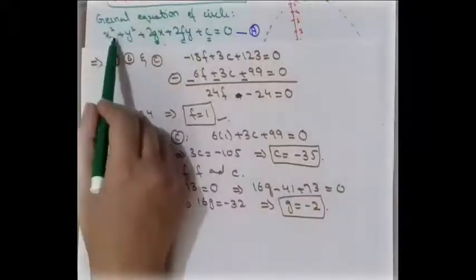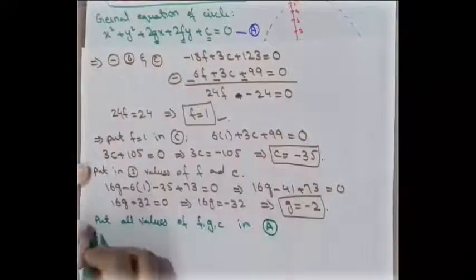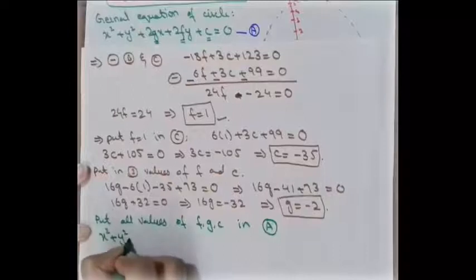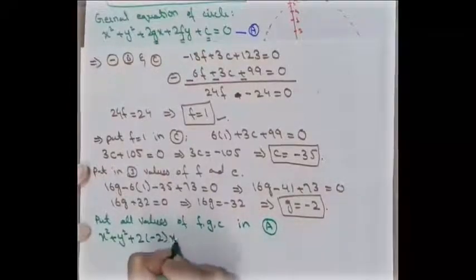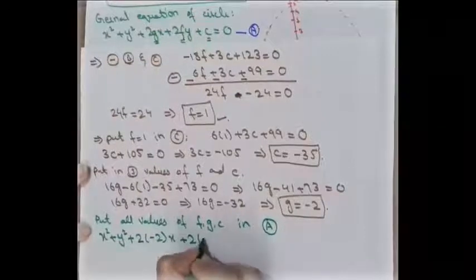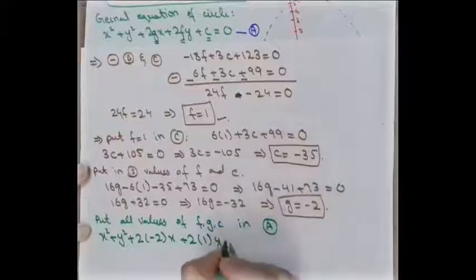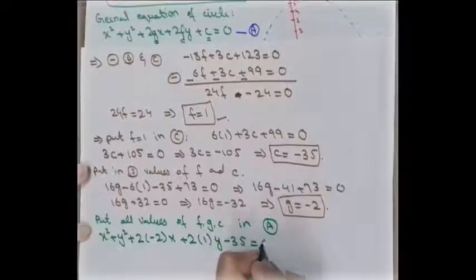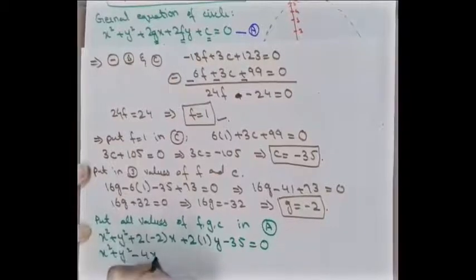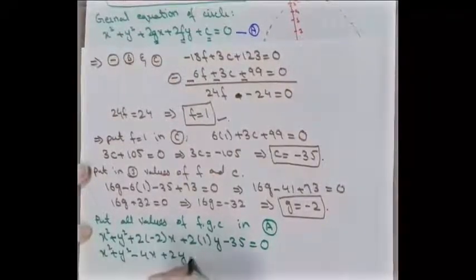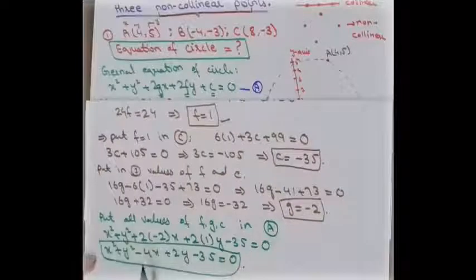So if we put all the values in equation A, x square plus y square plus 2g, the value of g is minus 2x plus 2, the value of f is 1 which is y, and the value of c which is minus 35 is equal to 0. So if we solve it, we get x square plus y square minus 4x plus 2y minus 35 equals 0. So it's the final equation of a circle.